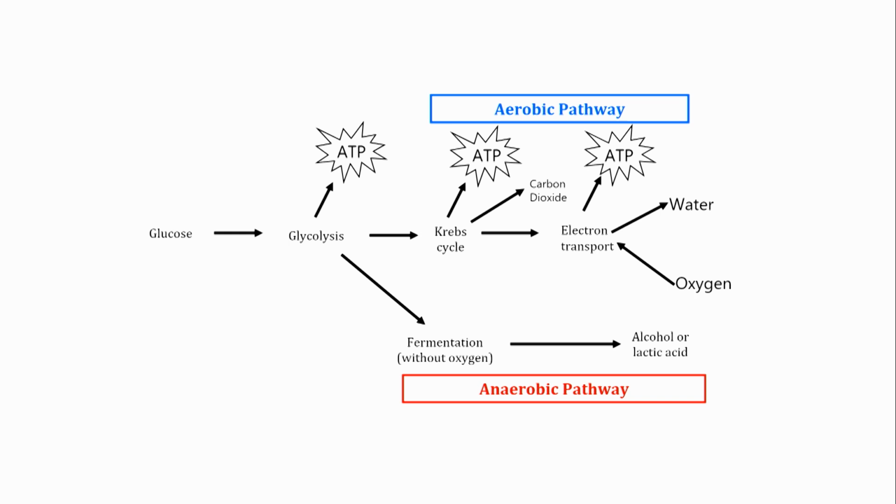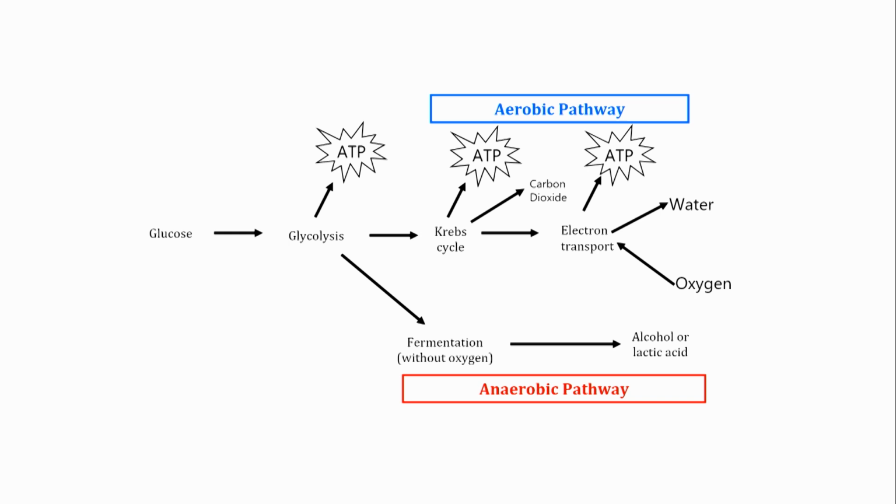Okay, so let's say we do have oxygen. We're going to take that top route instead. So we've done the glycolysis, we've made our pyruvic acid, we made ATP. We're going to move into the Krebs cycle. We're going to use that pyruvic acid to make ATP. It's also going to give off a little bit of carbon dioxide, and we're going to make a little bit of energy here as well.